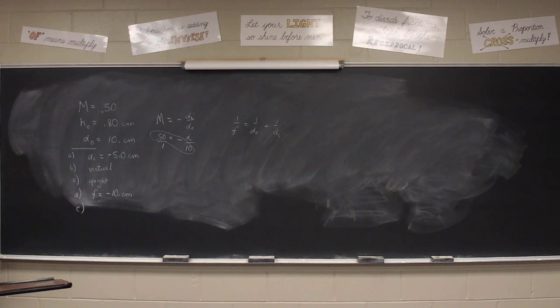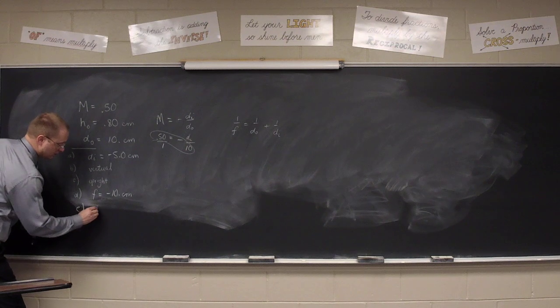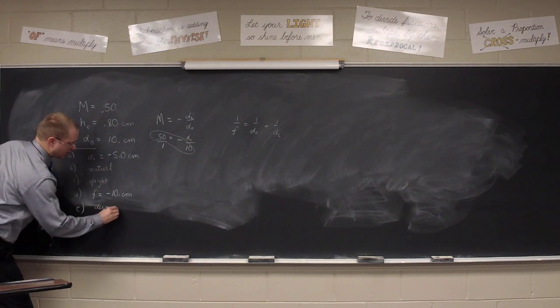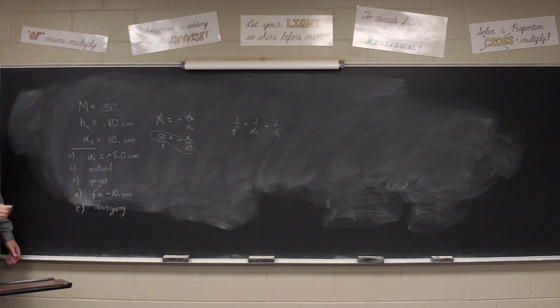Letter E, Audrey. Is the lens converging or diverging? How will I tell that, class? The focal length. A negative focal length, even going back to the lens maker equation, tells me it's a diverging lens. And the last thing they ask, what is the height of the image?